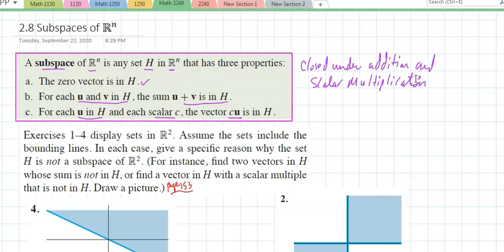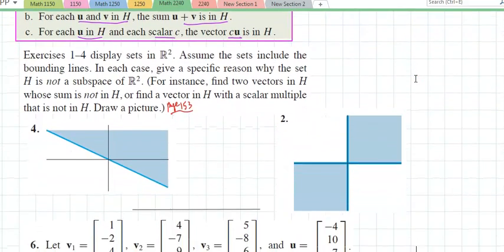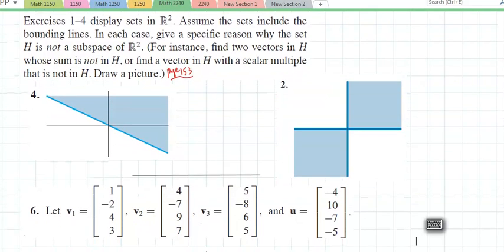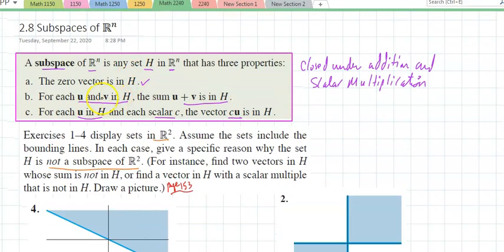So, the first two problems are visual. We're going to look at those, but it says display sets in R2, that's X and Y, and R3, X, Y, and Z. Assume the set includes the bounding line. In each case, give a specific reason why the set is not a subspace. Okay, what does that mean? Well, a couple of things you could do. You could take, for example, two vectors.